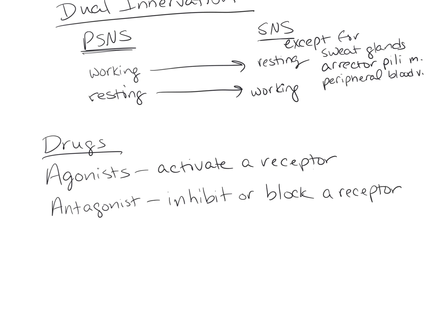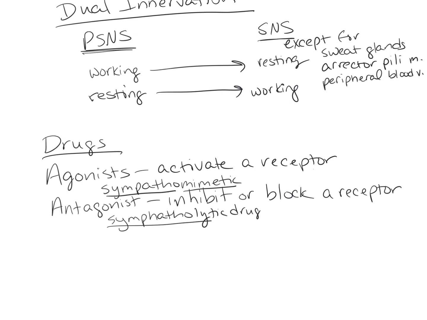An agonist in the sympathetic nervous system is sometimes called a sympathomimetic drug. Sympatho means sympathetic nervous system. Mimetic means to mimic the nervous system. So that will activate a receptor. An antagonist of the sympathetic nervous system would be known as a sympatholytic drug. And so a sympatholytic drug would block the receptor.